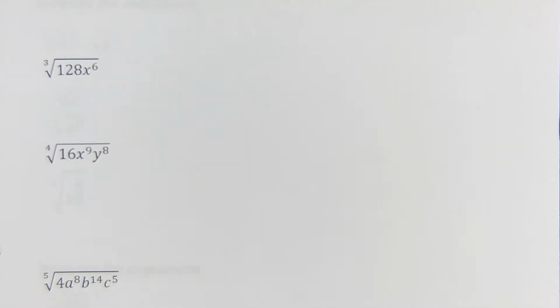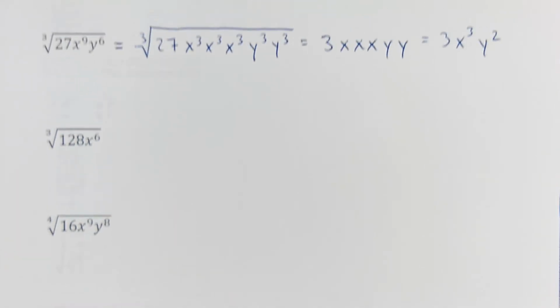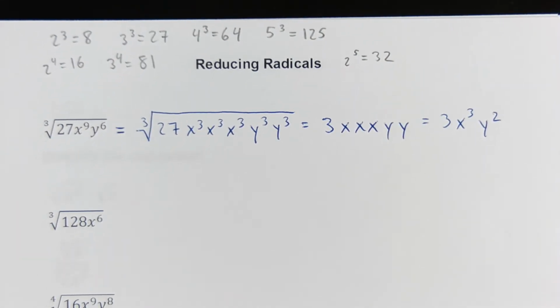Let's tackle this one. Now we've got a list of third powers at the top of the page. 128 is not one of them. That means we need to figure out which of those third powers does go into 128. And one of them does go.